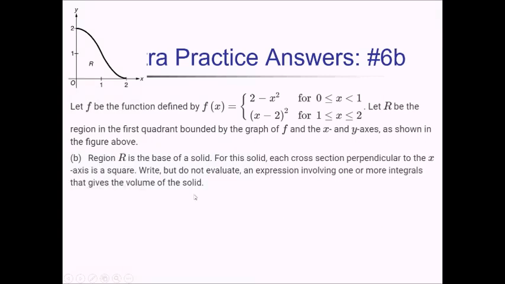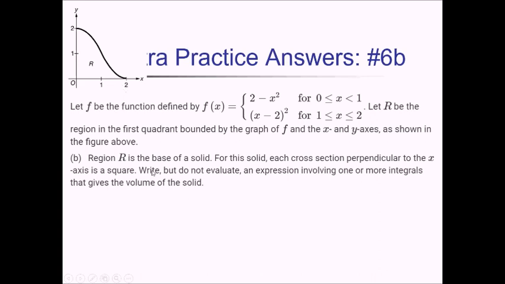For this part of the problem, we're told that region R is the base of a solid, and for this solid, each cross-section perpendicular to the x-axis is a square. But don't evaluate an expression with one or more integrals that gives the volume of our solid. So I essentially need to get an area formula for the cross-section of this solid, and then just integrate that area formula over the interval from 0 to 2. And it's going to be 0 to 2 this way because they said we were perpendicular to the x-axis, so this is x integration we're using.